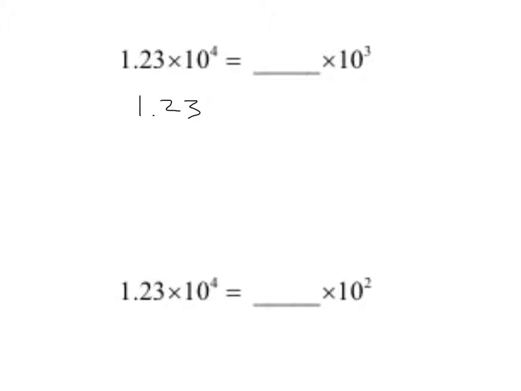And I need it to end up to be 10 to the third. So really what I'm going to be doing is taking one of the 10 to the fourth and I'm going to take it out. So this is really my 10 to the fourth. And now I'm just going to combine it over here with this number.